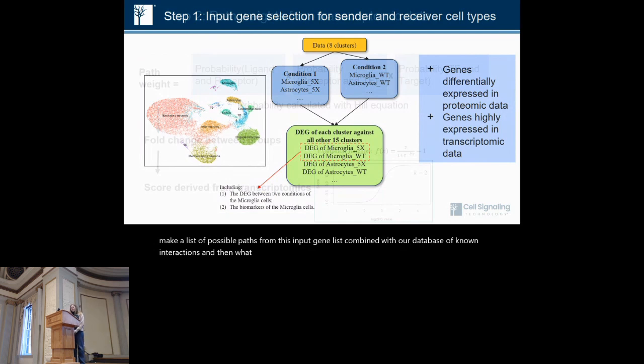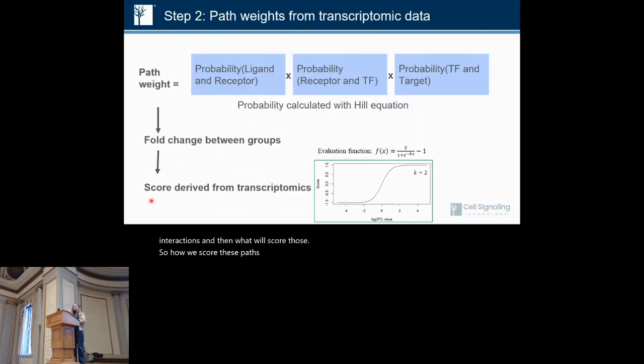To score these paths from the transcriptomics data, we find a probability that each individual interaction, like the ligand to the receptor, is actually occurring. We calculate that probability using the Hill equation, which uses the level of expression in the transcriptomics data to figure out the probability of binding at any given point. Then we take the product of all of these interaction probabilities, and that's going to be our path weight.